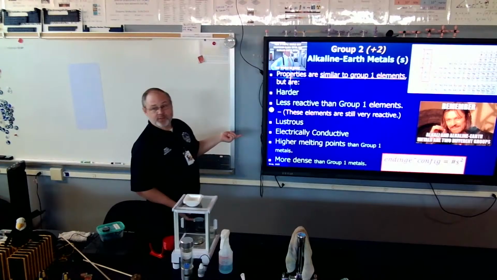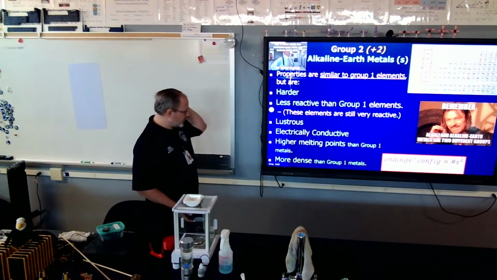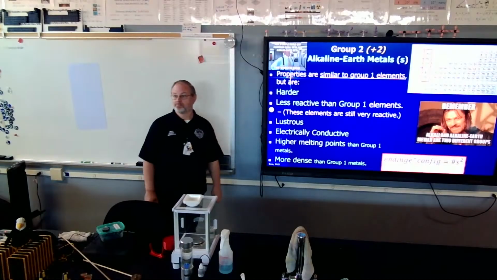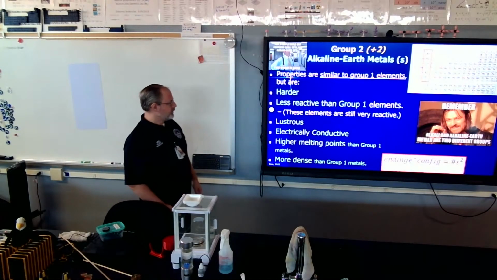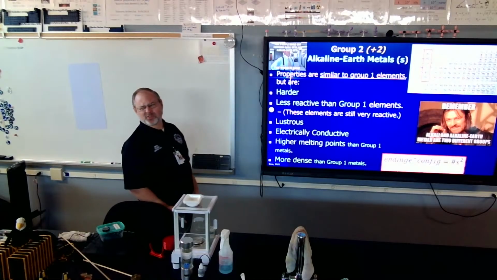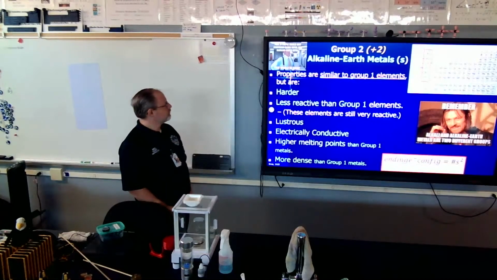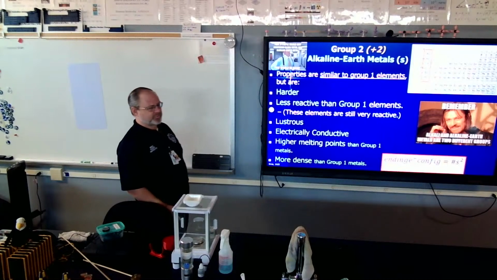They're electrically conductive, but not as electrically conductive. And they have higher melting points than group 1, and they're slightly more dense than group 1. They're not very dense, but slightly more dense. They don't have very high melting points, but slightly higher. They're still pretty soft, but harder than group 1. They're still pretty reactive, just not as much as group 1. That's group 2. Something S2.